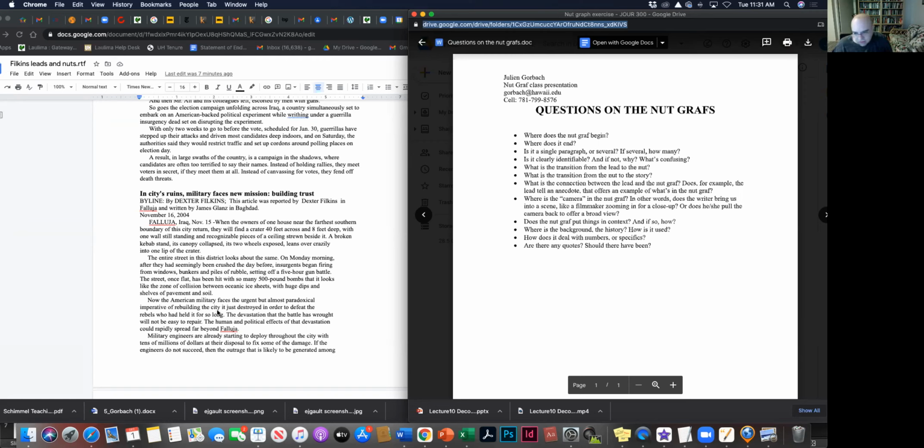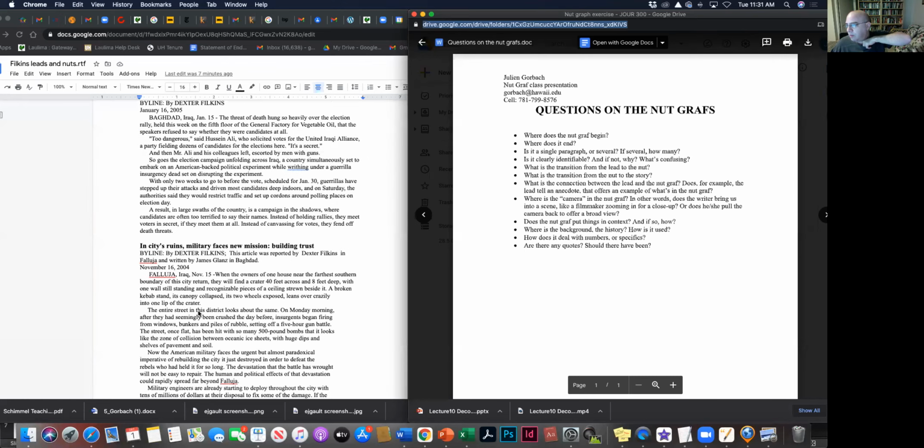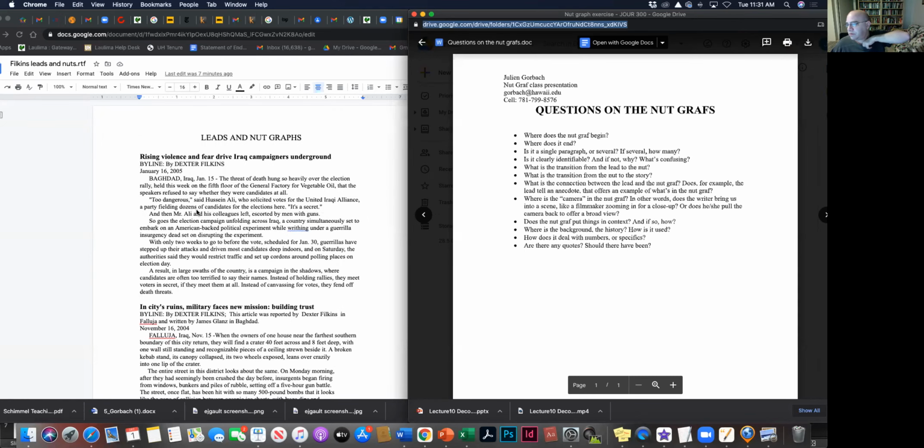He paints a picture of destruction. And then he says, now the American military faces the urgent but almost paradoxical imperative of rebuilding the city it just destroyed, right? What's the relationship, going back to the first one, between the, does this paint a picture or does it tell a story?